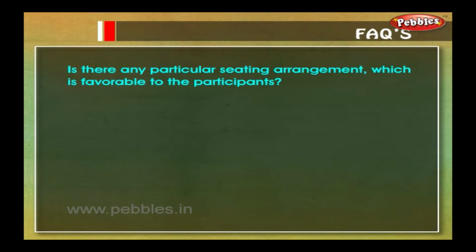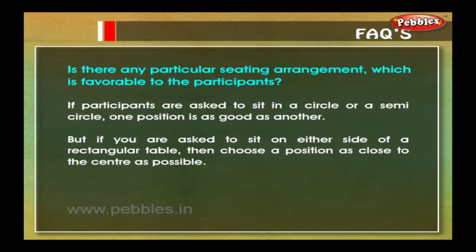Is there any particular seating arrangement which is favorable to the participants? If participants are asked to sit in a circle or a semicircle, one position is as good as another. But if you are asked to sit on either side of a rectangular table, then choose a position as close to the center as possible.